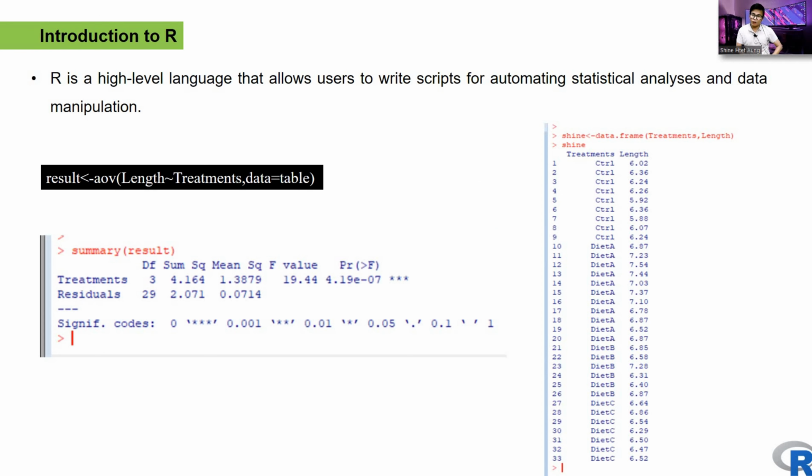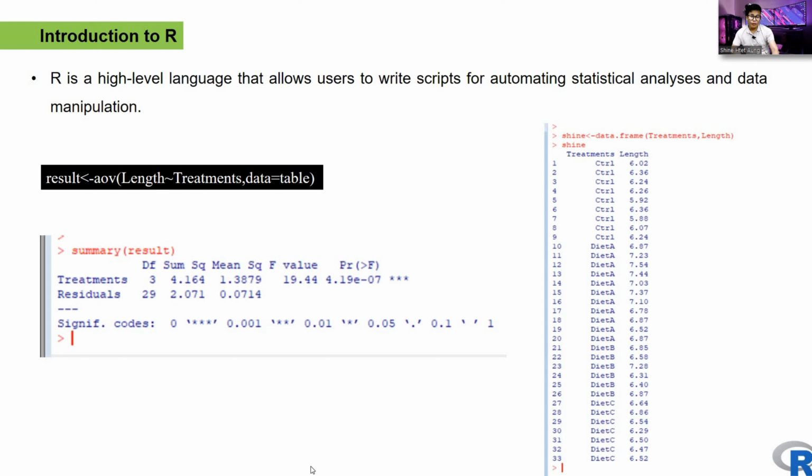So firstly, I want to introduce R. R is a high-level language that allows users to write scripts for automatic statistical analysis and data manipulation. That means if we want to analyze statistics, or if we want to create a plot, we have to write a script that is called a function.